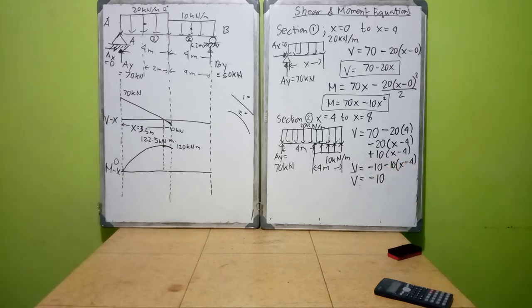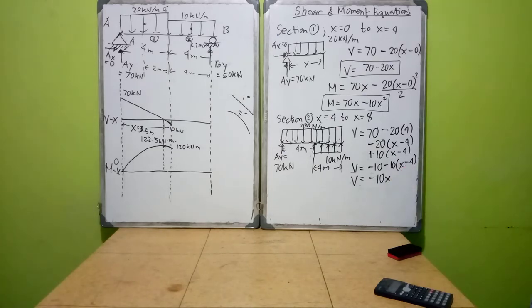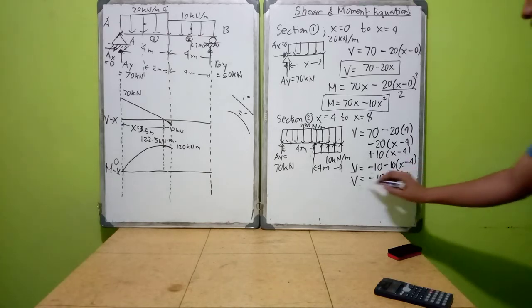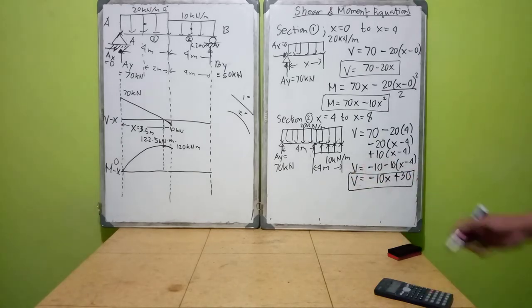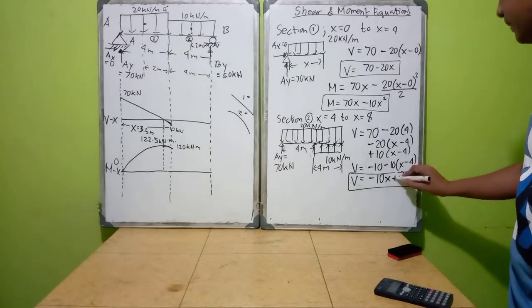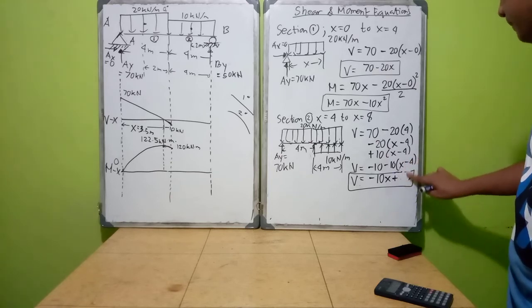Negative 10x plus 30. So that's the value of your shear, okay? So please recheck if you are getting the right answer, okay? Please refer to the rules in the first video as I have discussed.